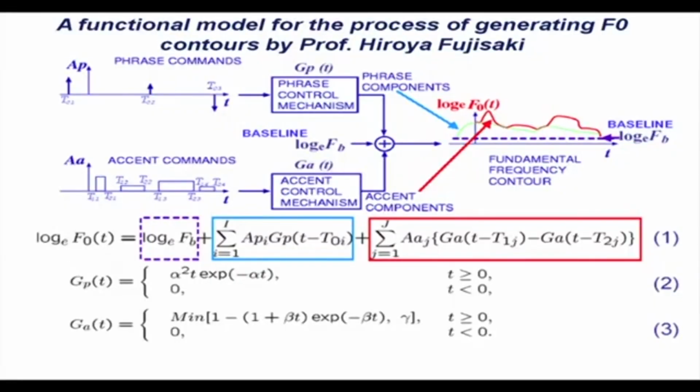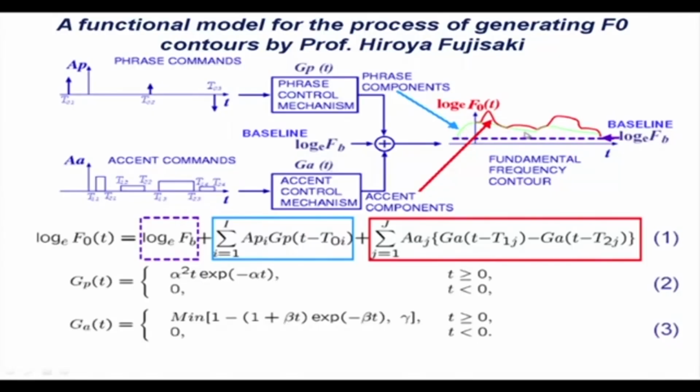Okay. So, this is called Fujisaki generation process F0 contour modeling. If you remember, we have said F0 has two kinds of variation. One is called local variation, another one is called global variation. If you see here, the green line is the global variation and the red line is the local variation. The local variation is called accent and the global variation is called phase.